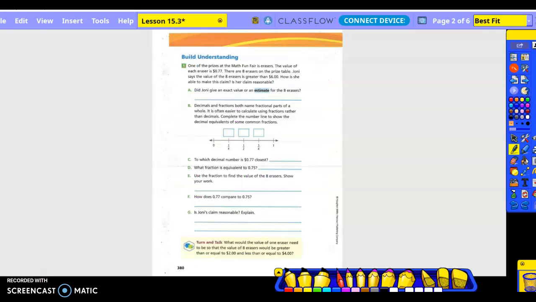Build understanding. One of the prizes at the Math Fun Fair is erasers. The value of each eraser is 77 cents. There are 8 erasers on the prize table. Joni says the value of the 8 erasers is greater than $6. How is she able to make this claim? Is her claim reasonable? So we need to start with our first question. Did Joni give an exact value or an estimate for the 8 erasers? An estimate, right?